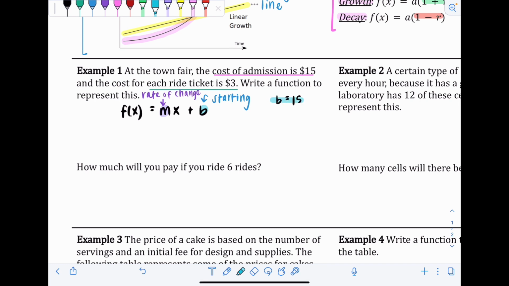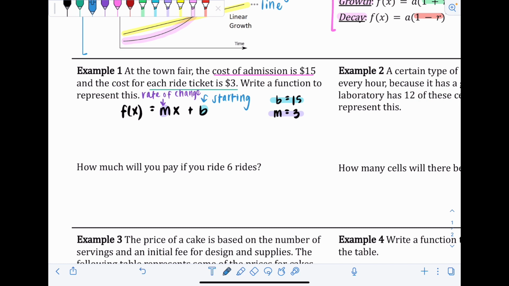And then depending on how many rides we go on, that's going to be how we end up with the remaining total of how much we pay. So each ride ticket is $3, and that's going to be our rate of change because if we go on one ride, that's 1 times 3. If we go on 2 rides, that'd be 2 times 3, 3 rides, 3 times 3, and so on. So that $3 is what the potential change is depending on how many rides we choose.